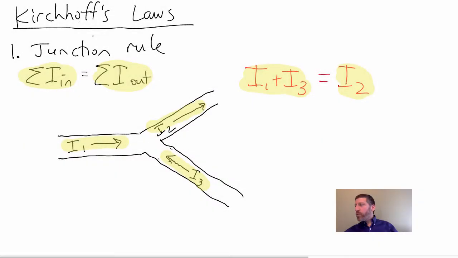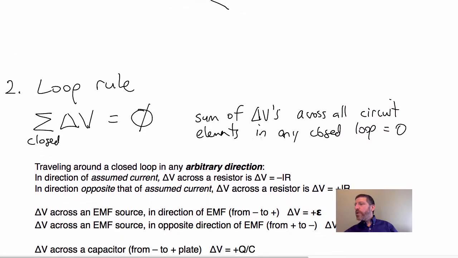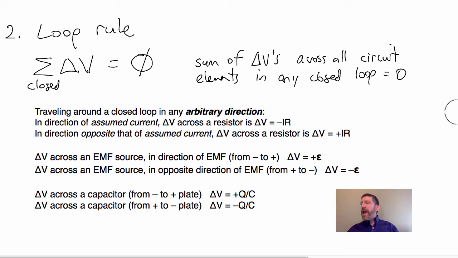The next rule is called the loop rule. And the loop rule is that the sum of the voltage differences about any closed loop, in other words, makes a complete circle, starts and ends at the same place, the total delta V is equal to 0. And this makes perfect sense.